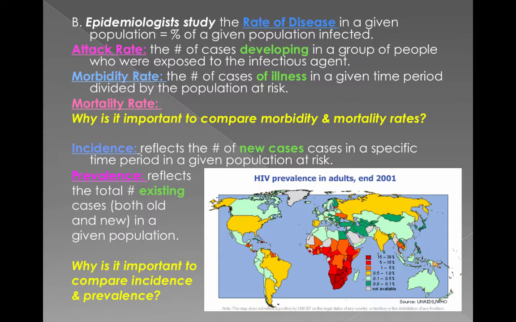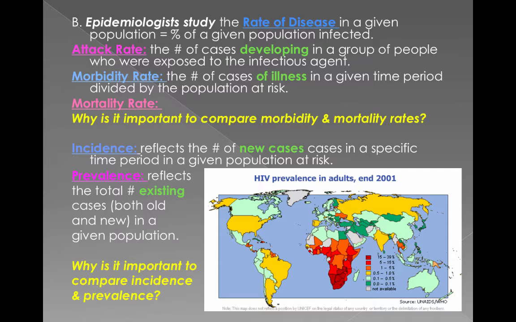Now, 2 other terms that epidemiologists would study would be the incidence and the prevalence. The incidence reflects the number of new cases in a specific time period in a given population at risk. So what does that mean? If we were to look since January 1st, how many people in Rock County, for example, developed the flu or were diagnosed with the flu. We would be paying attention to all of the new cases in January, all the new cases in February, all the new cases in March. Maybe we looked at it per month.